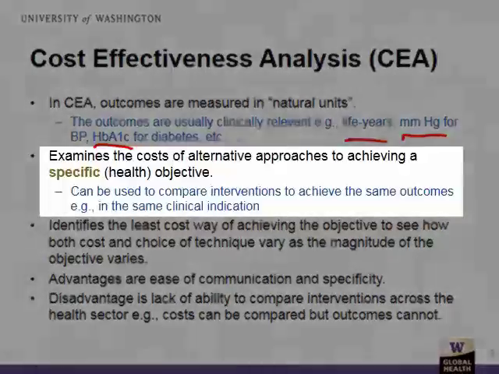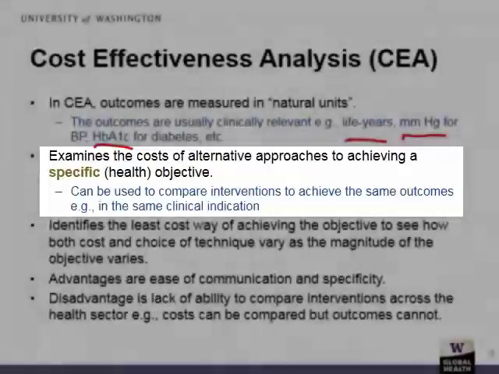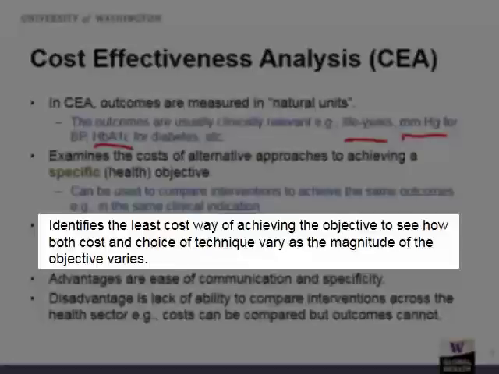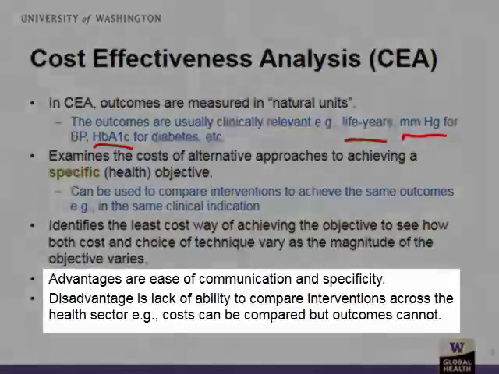Now, it examines the costs of alternatives to achieving a specific health objective. So you can do this kind of study in a single indication, comparing antihypertensives or comparing anti-diabetics. And it essentially identifies the least cost way of achieving this objective, your stated objective. It's relatively easy to communicate.